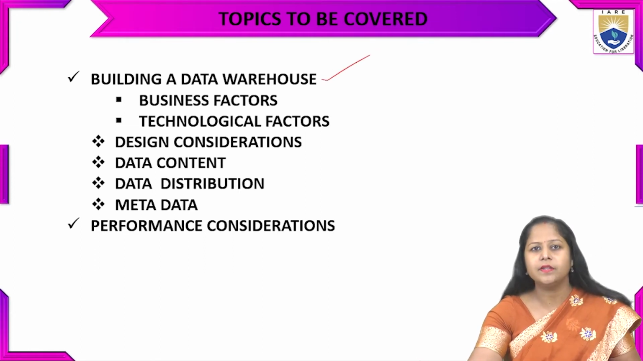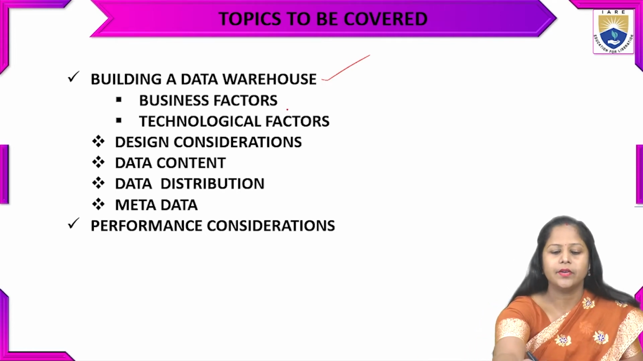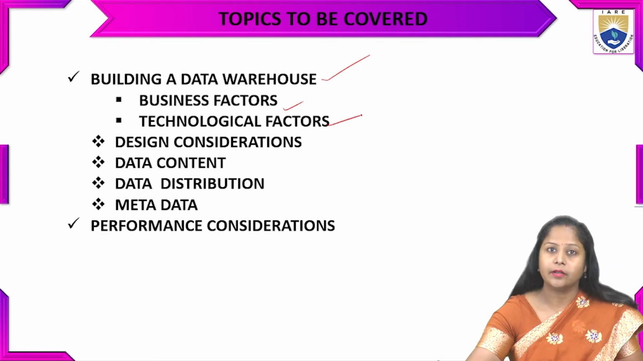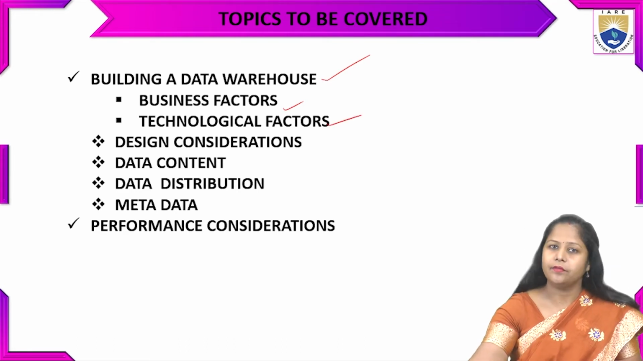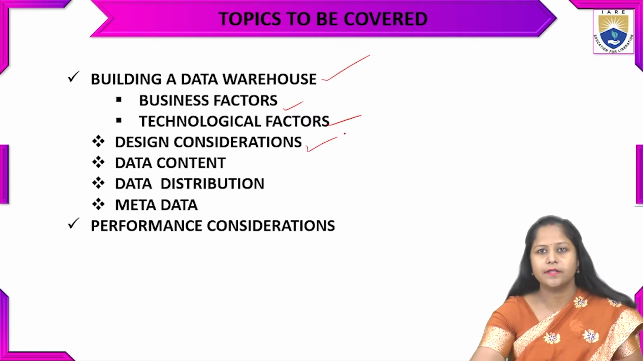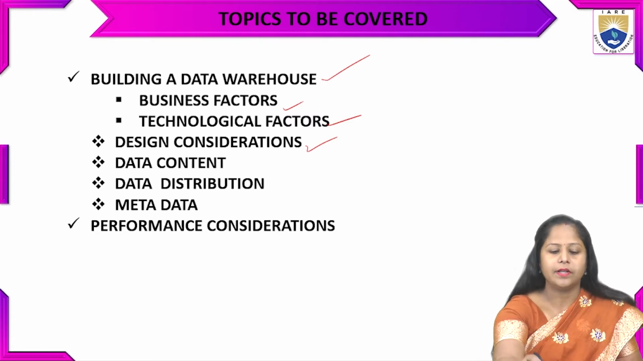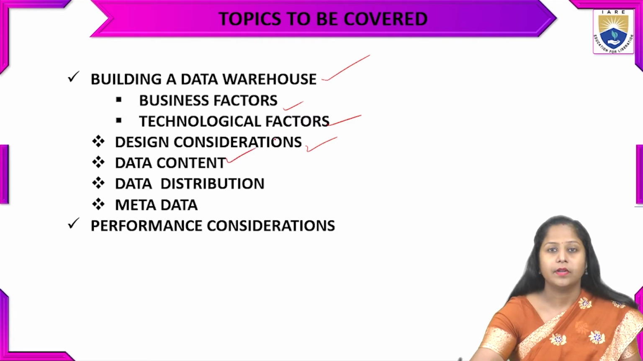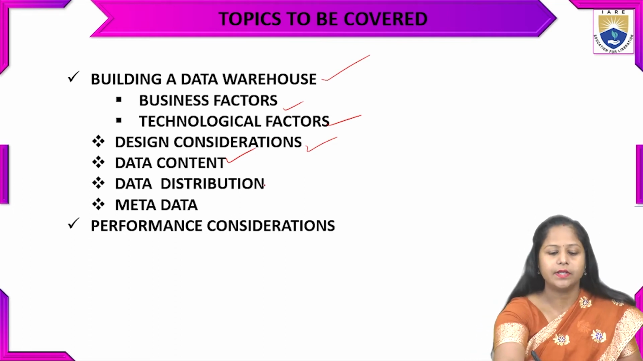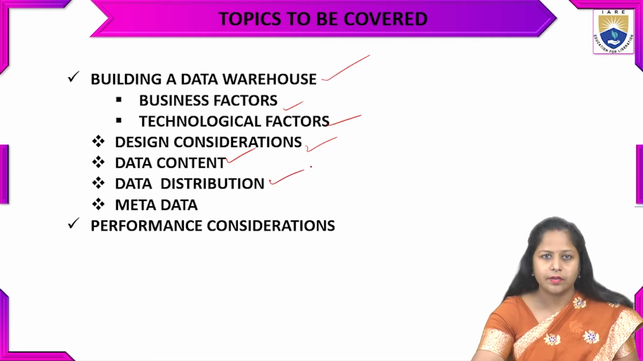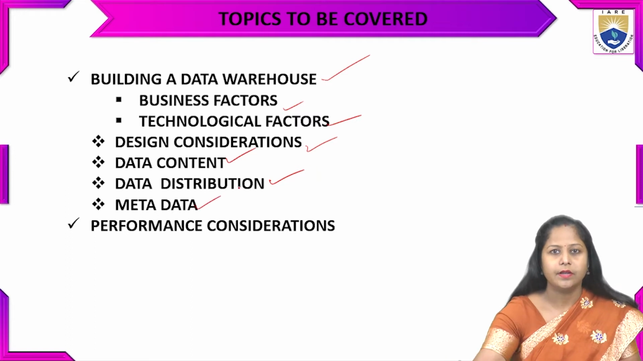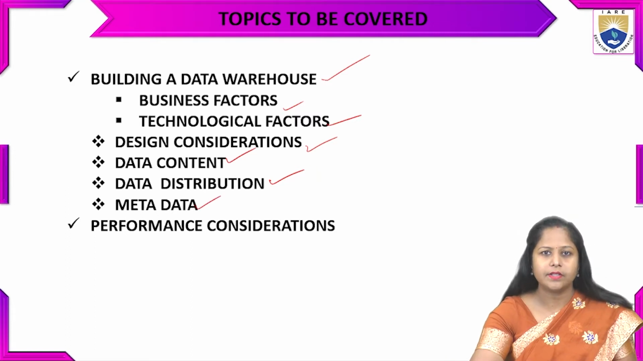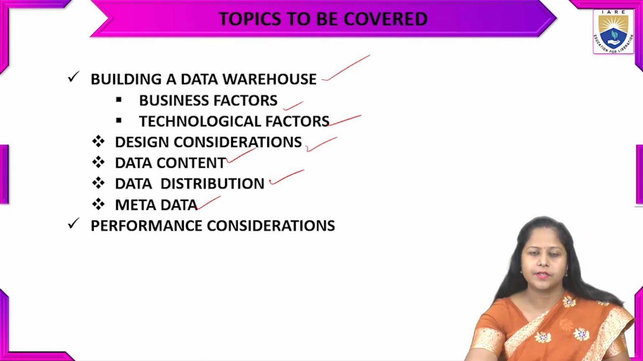So what are the requirements and factors and functions we'll need? We'll discuss that. The factors are business factors and other technological factors. In that, we will see what design considerations we need while we are going to design a data warehouse. What are the data contents? How many data distributions do we need for that? And what are the metadata repositories? We will also check what the performance considerations are to make a data warehouse. Let's start.